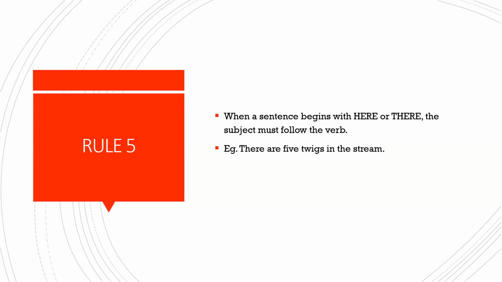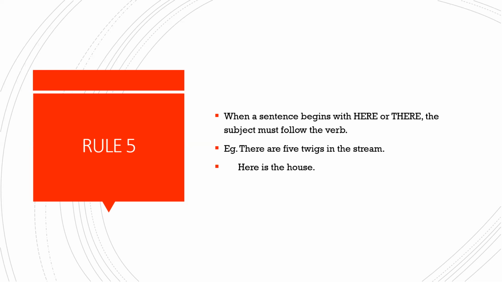There are 5 twigs in the stream. Now, there is there, right? In the beginning of the sentence, you have the word there. And hence, it is "are" because it's 5 twigs. I could have said there is 1 twig in the stream. In that case, it would be "is" because I'm talking about 1 twig. But the sentence has 5 twigs, more than one. Hence, there are 5 twigs in the stream.